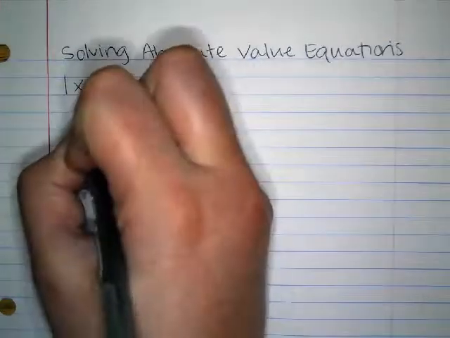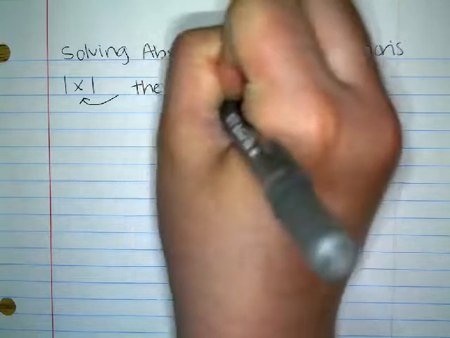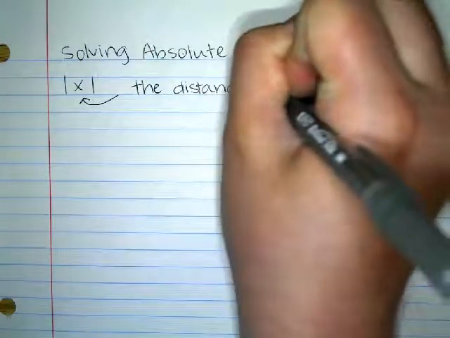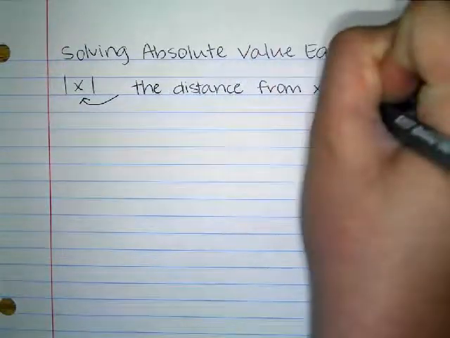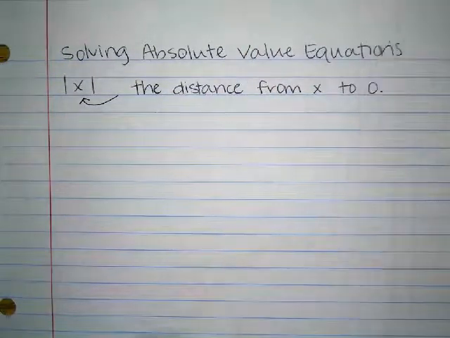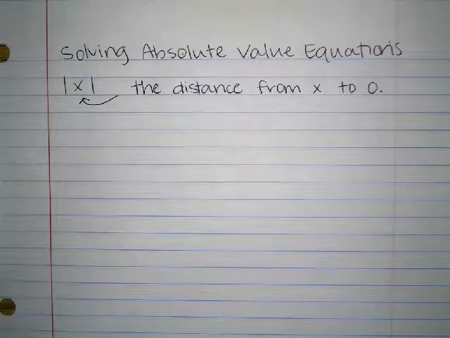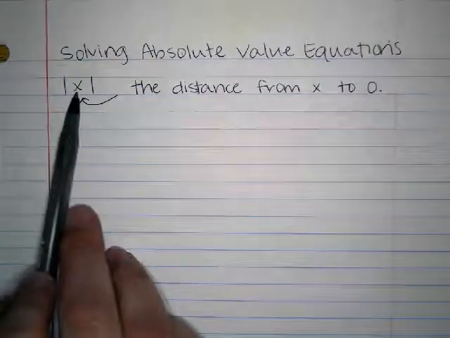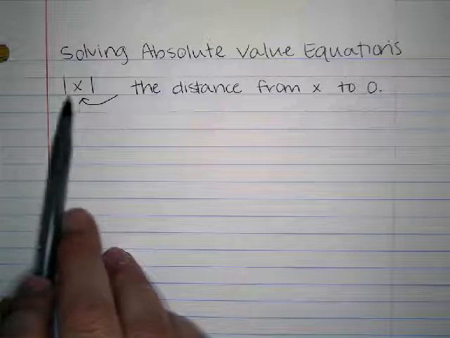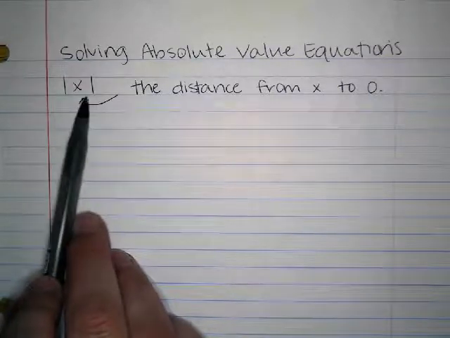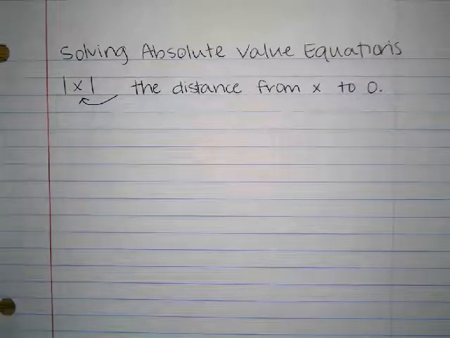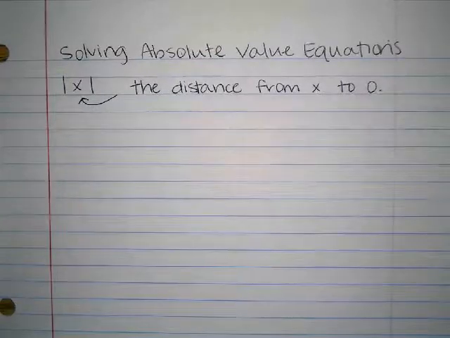The definition of this literally means the distance from x to 0. That's what absolute value actually means, is you're talking about the distance from whatever is inside the absolute value sign, how far away that is from 0. And since it's a distance, that's why the number is always positive.